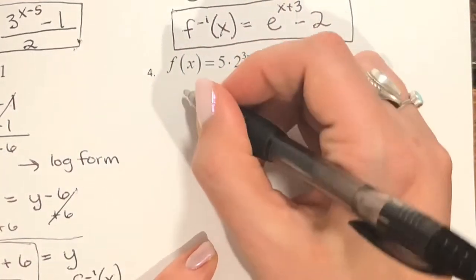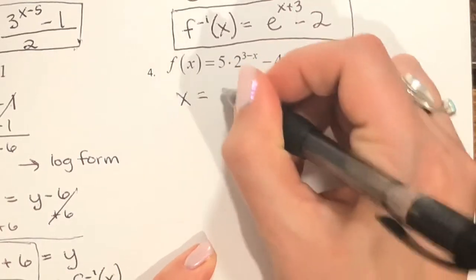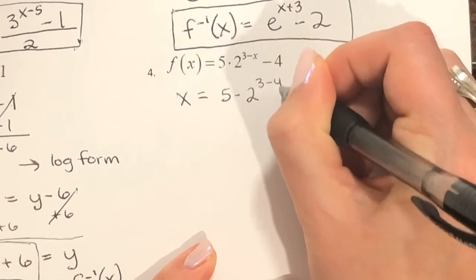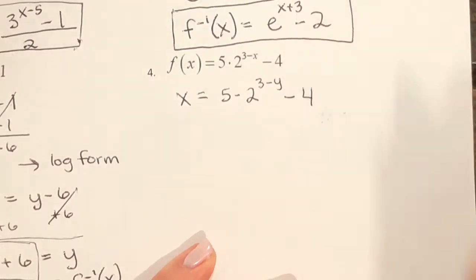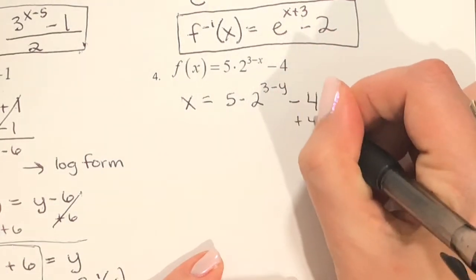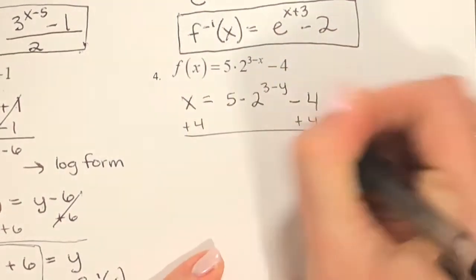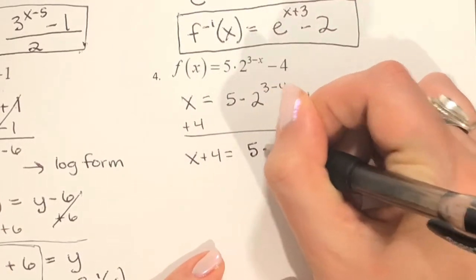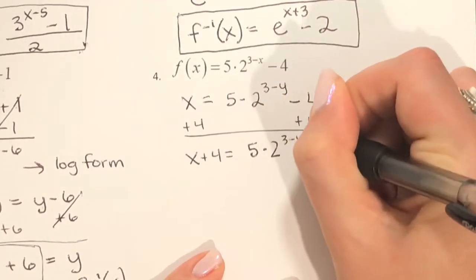So switch your x and y's. We're going to have x equals 5 times 2 to the 3 minus y, and then -4 on the back. We're trying to get y alone, so first step, let's add this 4 over. So we have x plus 4 equals 5 times 2 to the 3 minus y.